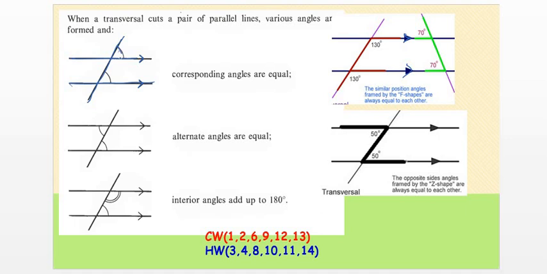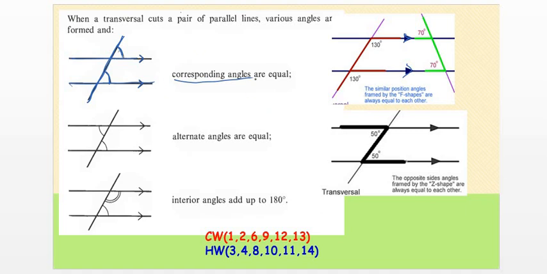So if you will be discussing these two angles that are on the same side of this transversal, and one of them is inside the parallel lines and one of them is outside the parallel lines, so these two angles are called corresponding angles, and they are always equal.